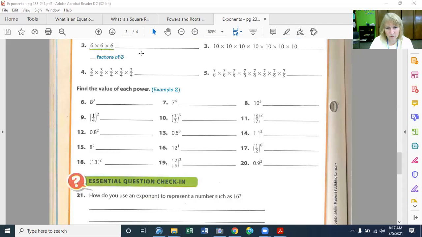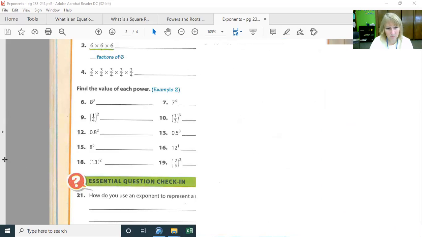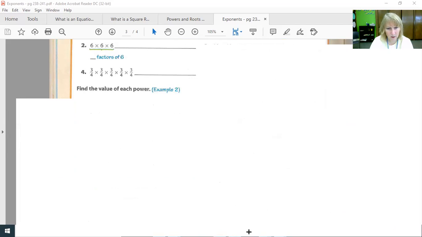and number 4. So I will close off the right side so we have more space for us to do our work. And let's take a look at number 2 at the top. So 6 times 6 times 6. How do I figure out the answer? Well, it's really 6 to the 3rd power, right? And that's all they want you to do. How many factors of 6 do you have? Well, you have 3 factors of 6.